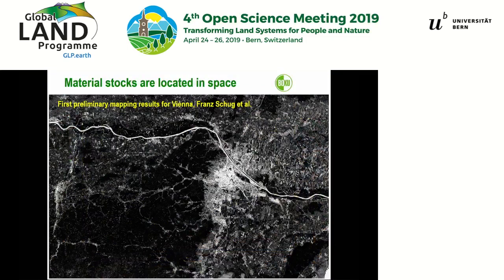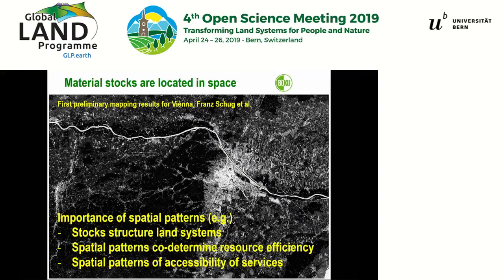Anyway, one specific characteristic of stocks that is very important for land change science is that stocks are located in space, so you can map them. And you will see one presentation by Franz Schug, who actually produced this figure. Thanks for that. This is Vienna, the Danube. This is St. Pölten. You see the main transportation lines.